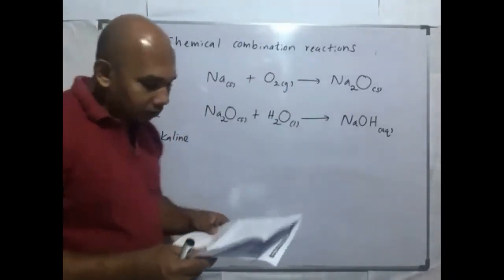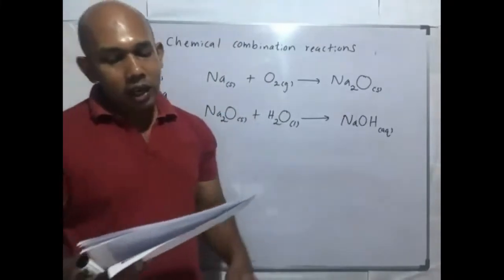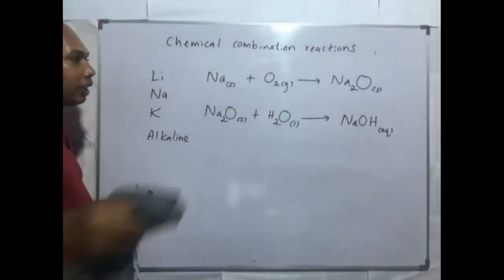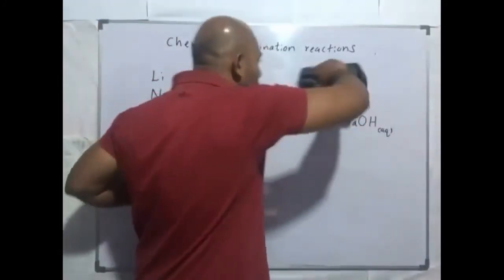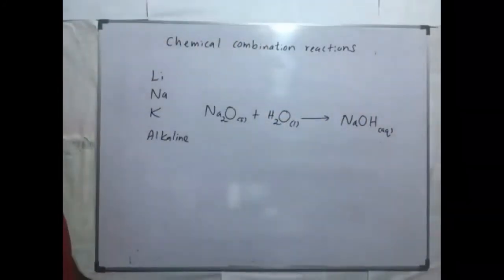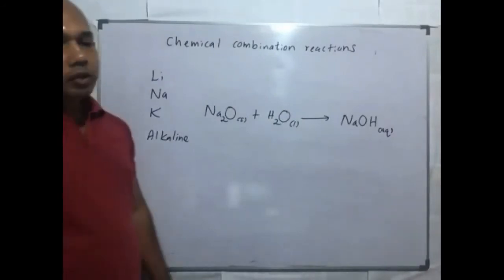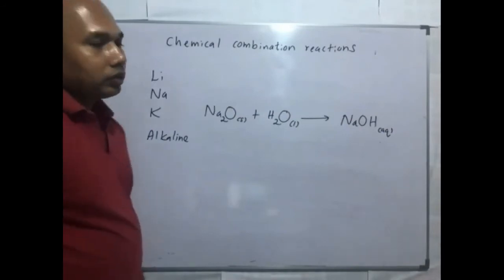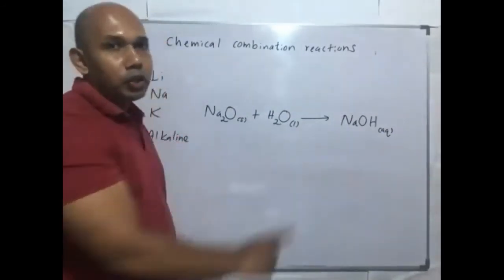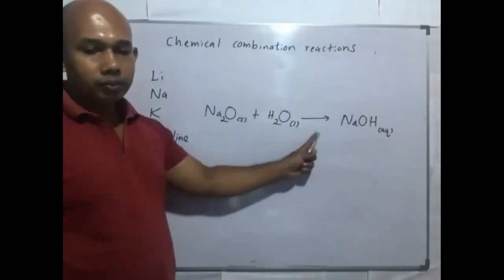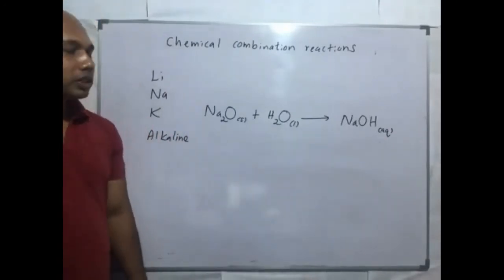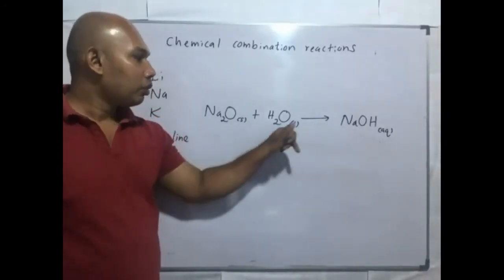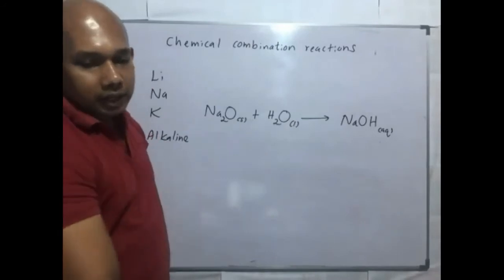Look at the first one. Reaction of metallic oxide with water. So write the first one, sodium oxide with water. Then write the reaction and try to balance this. Sodium oxide plus water makes sodium hydroxide. Let's try to balance it.